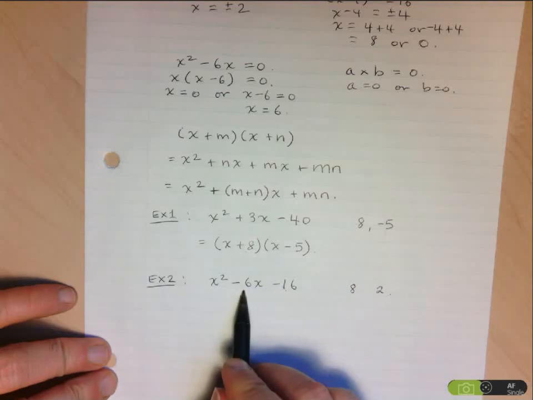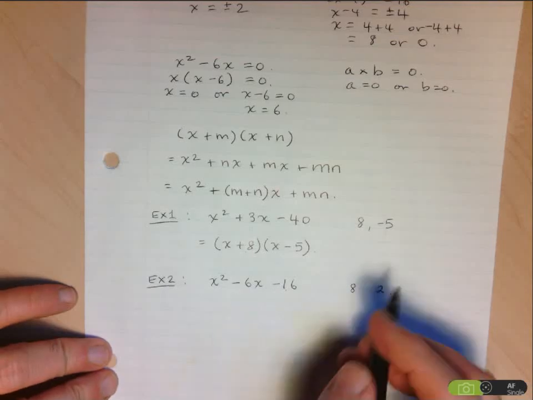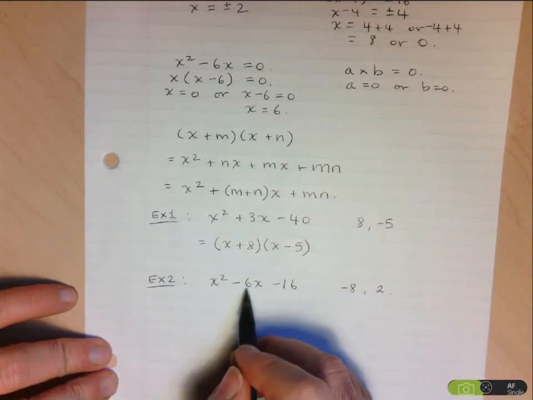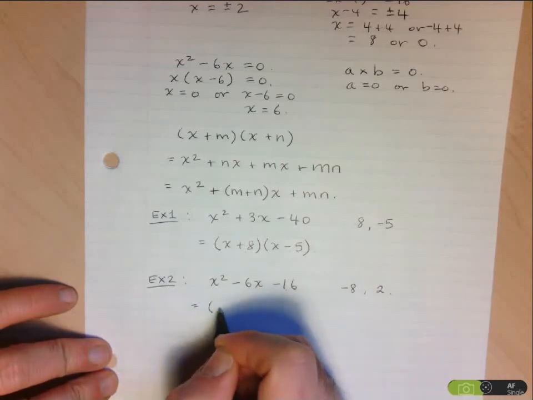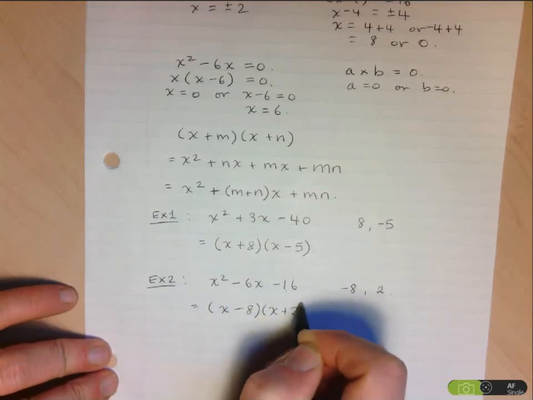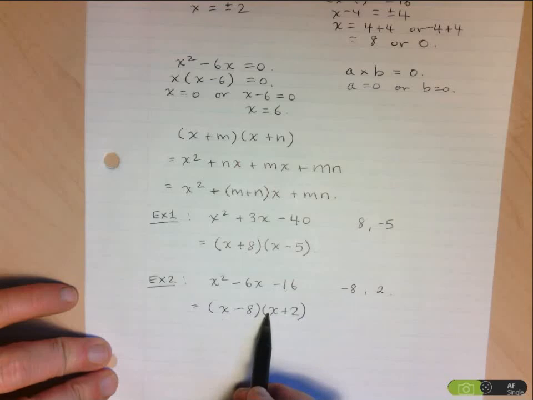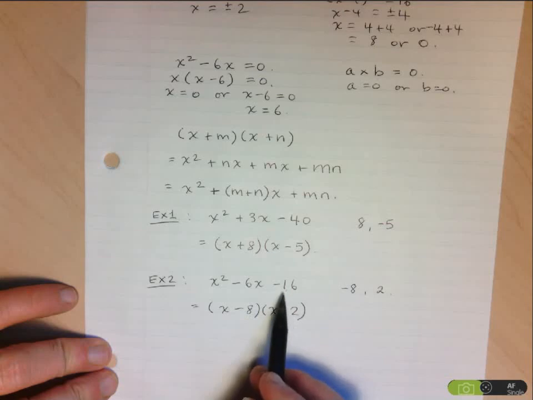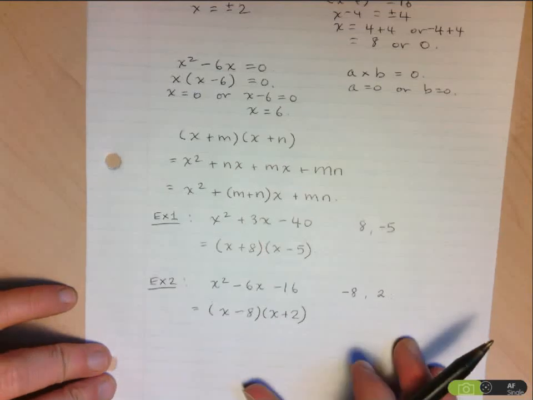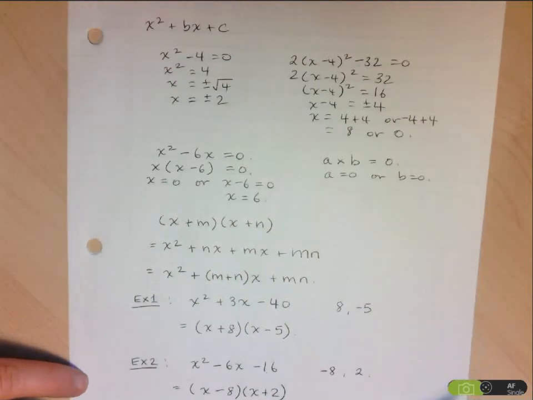That's when we look again at our middle term, and we realize that if we take negative 8 plus 2, we'll get negative 6. In other words, our factorization is going to be x minus 8 times x plus 2. Let's give a quick check. x squared, 2x minus 8x, negative 6x. Then negative 8 times positive 2 is negative 16. So we have the right answer. So there you have it, factoring trinomials with a coefficient of 1.